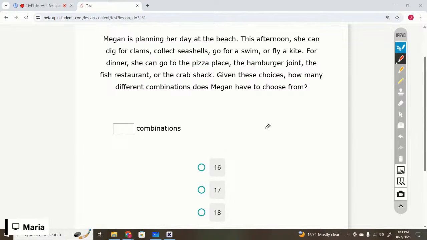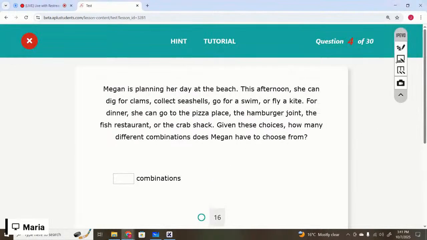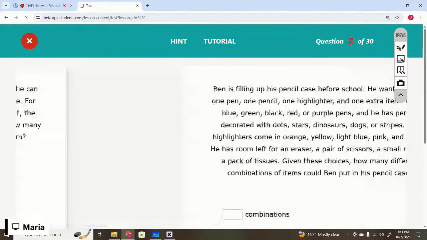So that is 16. Option number 1 is the correct option. 16 it is. Okay, you can complete the lesson by yourself later today.